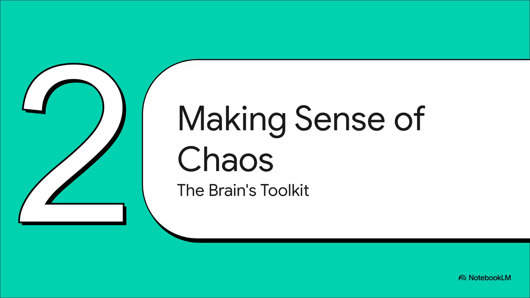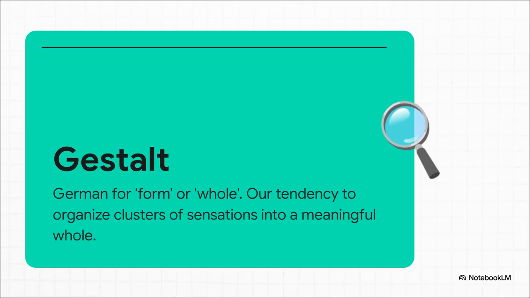So how in the world does the brain build that movie? I mean, how does it make sense of the absolute chaos of sensory info it gets hit with every single second? Well, it's got a pretty powerful toolkit for organizing the world. A huge part of that toolkit comes from this really cool idea in psychology called Gestalt. Now, it's a German word, and it basically just means form or whole. And the whole idea is built on a really simple but powerful premise.